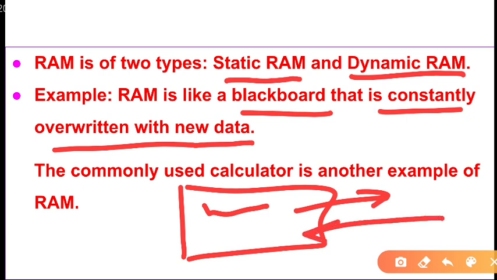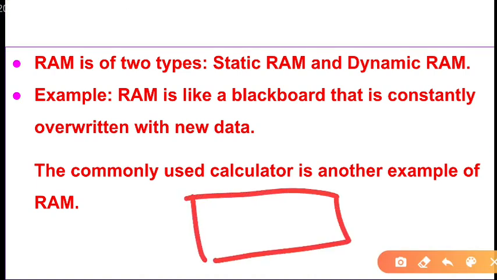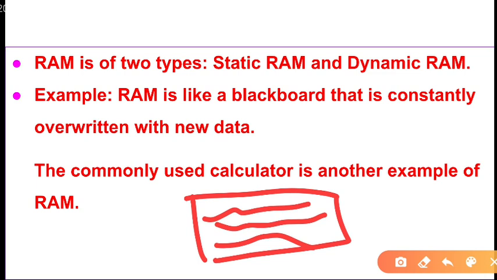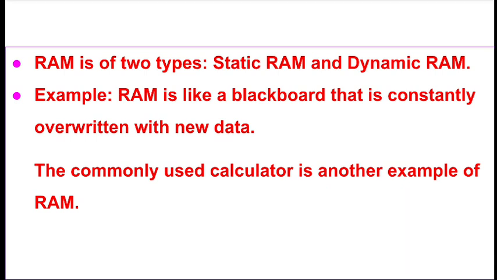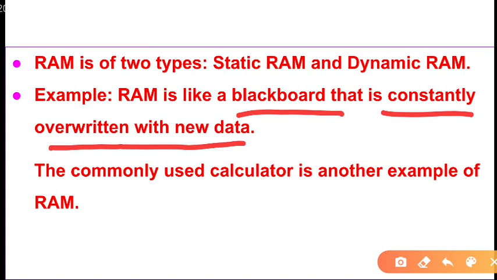Now what will that subject teacher do? That subject teacher will rub everything from the board, and then write something else related to his subject. And when this subject teacher's period gets over, a new teacher will come, and that new teacher will again delete this data. So this is how a RAM works. That's why RAM is like a blackboard that is constantly overwritten with new data. That means we constantly write new data in it and delete the old data. The old data gets deleted.